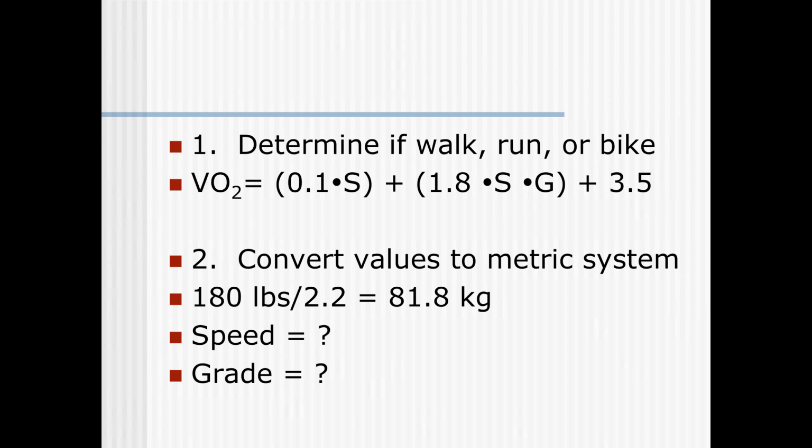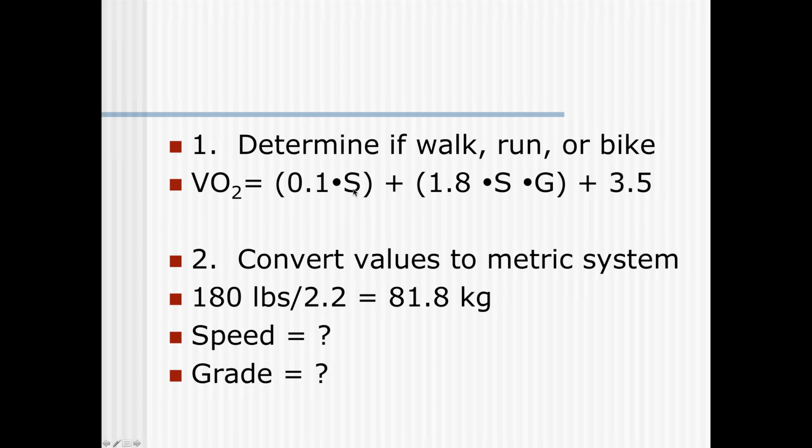First of all, we need to determine if it's a walk, run, or a bike. I told you that this was going to be a walk equation, and that was mentioned in the case study as well. So he's walking to Burger King. That equation is 0.1 times speed plus 1.8 times speed times grade plus 3.5. Then we need to convert some things. We'll start off by converting his body weight in pounds into kilograms, so it's pounds divided by 2.2. Dr. B1 weighs 81.8 kilograms.